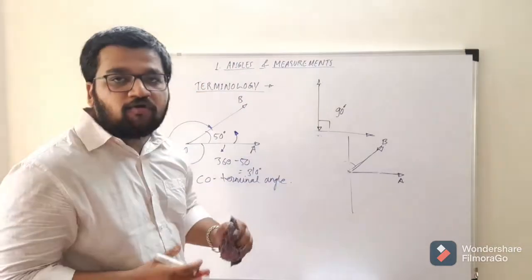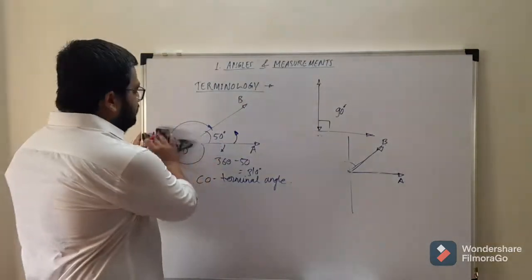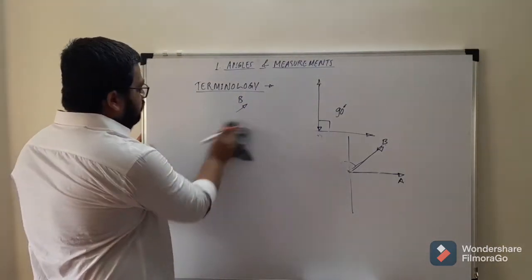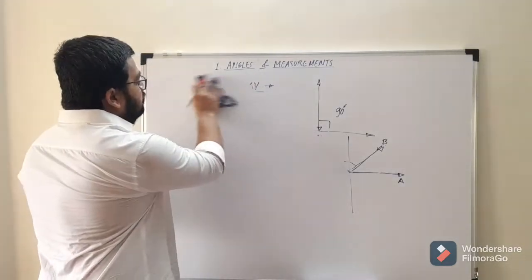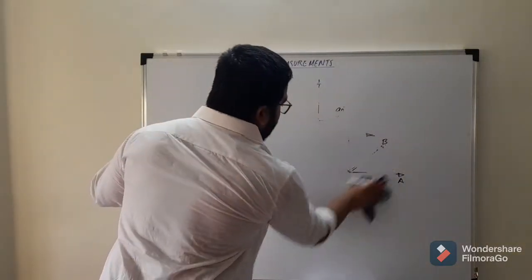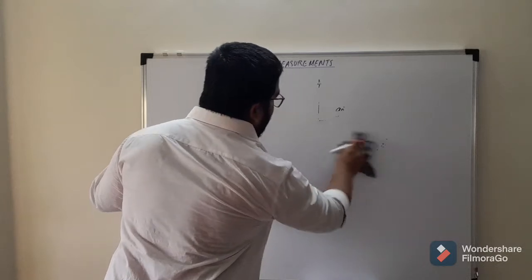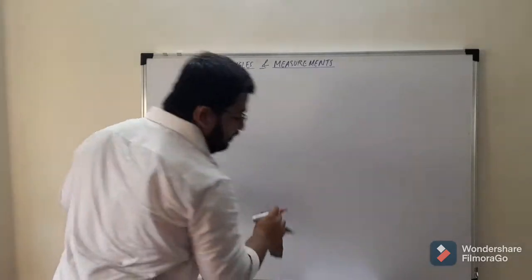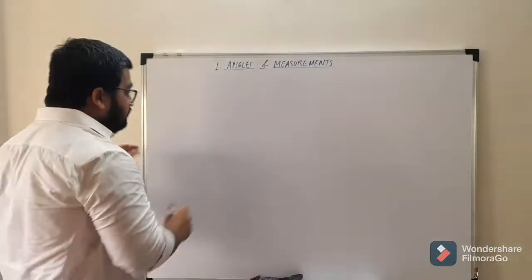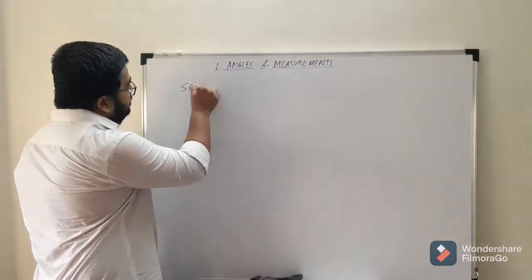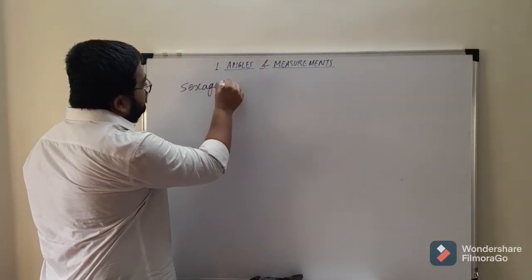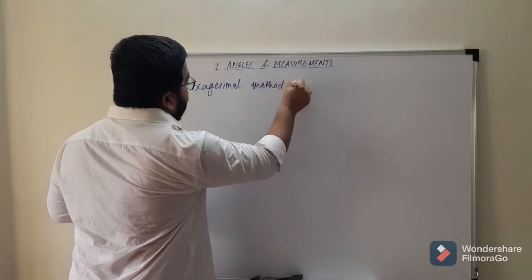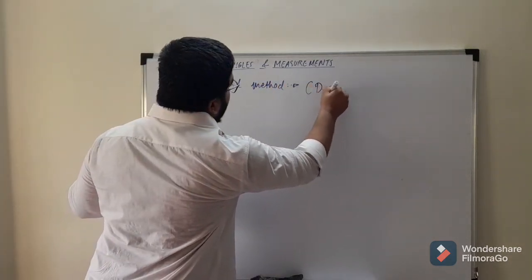Now, what are the methods by which we can measure angles? Basically there are two methods of measurement. We all know that angle is measured in degrees. That is one method, and the other is where the unit is radian. The first is called the sexagesimal method, in which the unit is degree. We all know the unit degree.